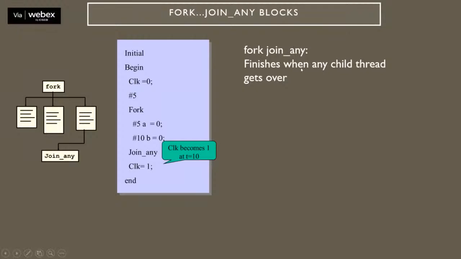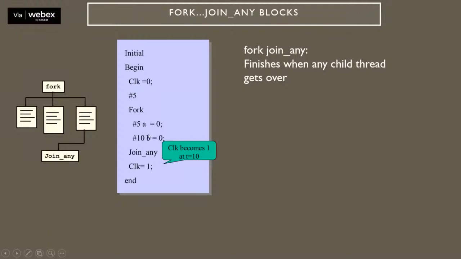So what exactly happens over here? Fork join any will finish when any child thread gets over. Here there are 2 child threads. If any of them gets over, this will change the value. So clock initially has 5, that is after 5 time units. Here A will be 0 and B will be 0 at time units 5 and 10.